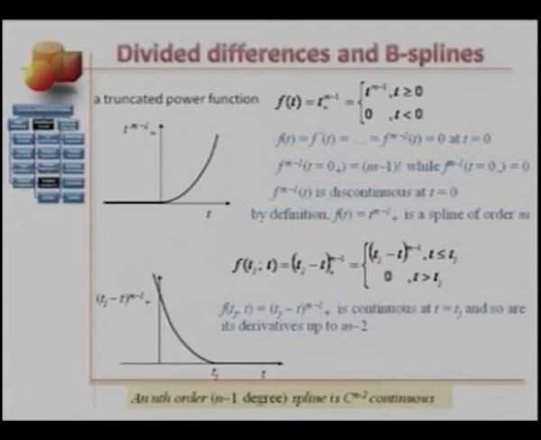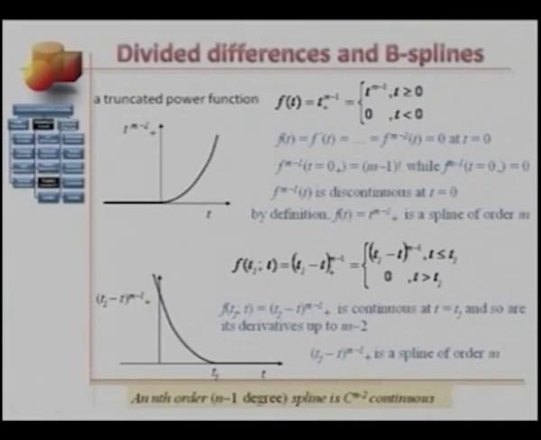We observe that f(tj : t), which is equal to (tj minus t) raised to m minus 1 truncated at t equals tj, is continuous at t equals tj, and that the derivatives up to m minus 2 all exist and they are all unique. And so we would conclude that (tj minus t) raised to m minus 1 plus is also a spline of order m. By definition here again.